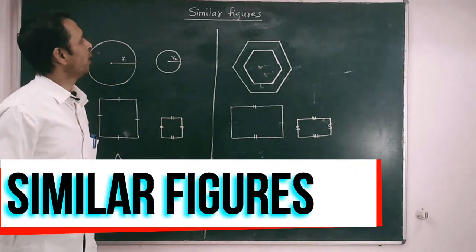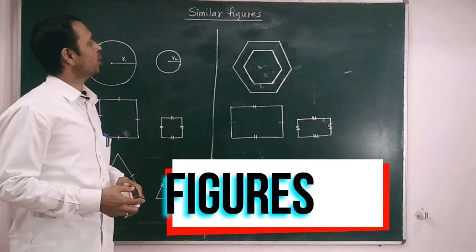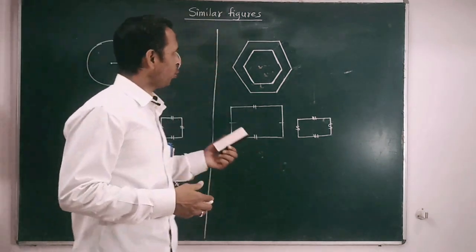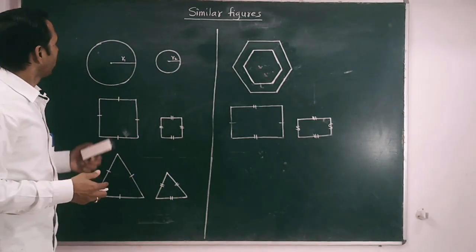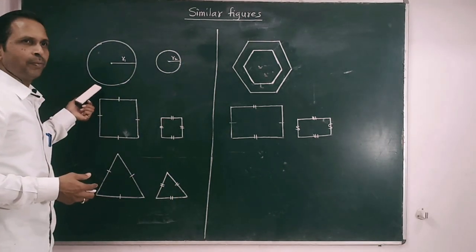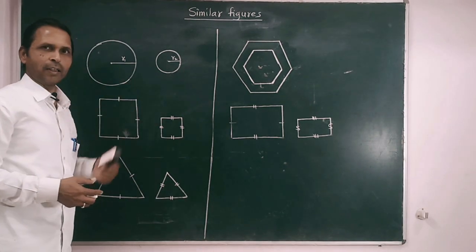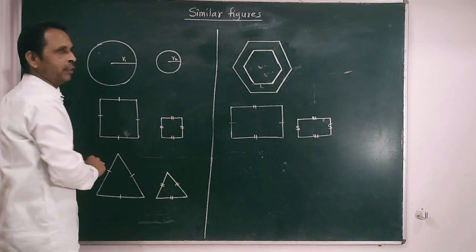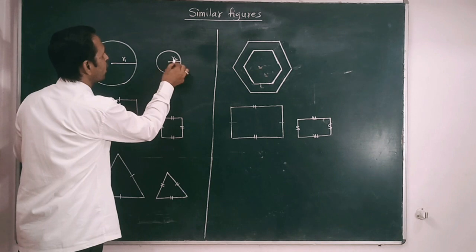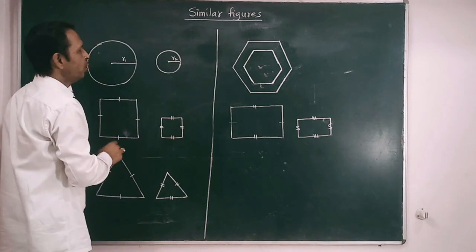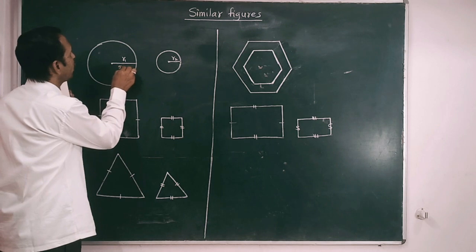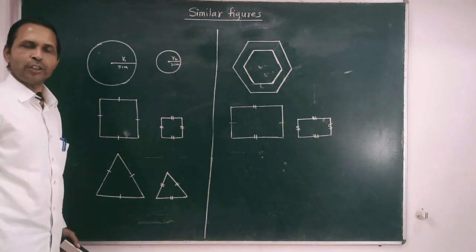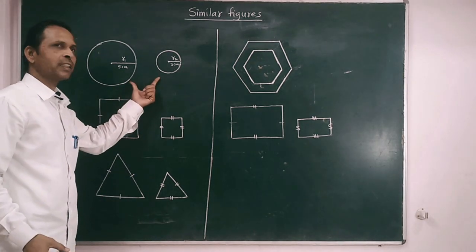Welcome students. Now we learn about similar figures. What are similar figures? Look at the figures on the blackboard. This is a circle and this is also a circle. This circle has radius r1 and this other circle has radius r2. Suppose the radius of this circle is 5 centimeters and the radius of this circle is 3 centimeters. Though the radius is different, these two figures are both circles.